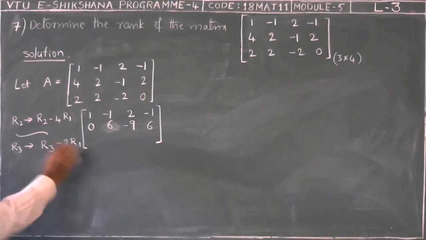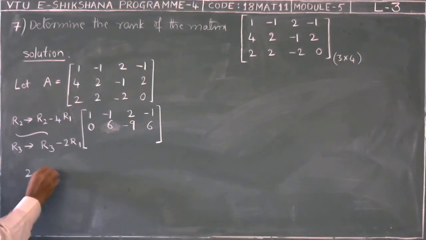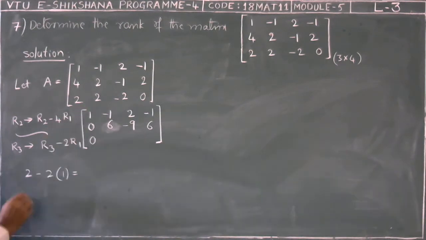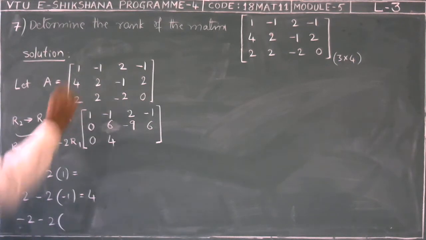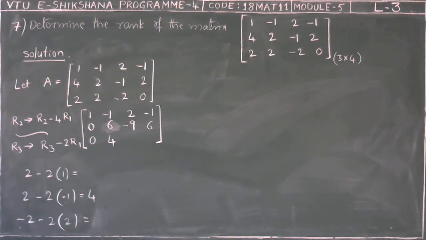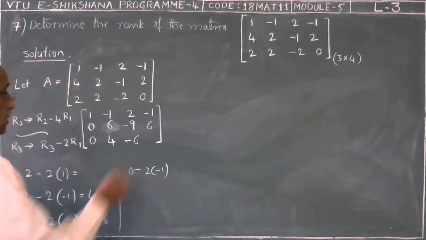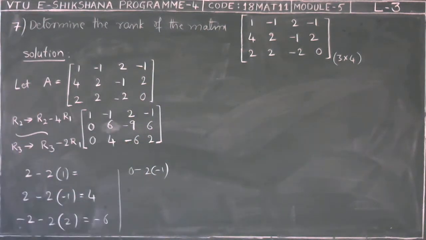R3 will change with respect to this operation. R3 is 2 minus 2 times the corresponding element, which is 1. So 2 minus 2 is 0. Similarly, 2 minus 2 times R1, which is minus 1. So this is 2 plus 2, that is 4. Then the next element is minus 2 minus 2 times the corresponding element 2. So this is minus 2 minus 4, minus 6. The next element, 0 minus 2 times the corresponding element, is plus 2. Minus 6 plus 2.